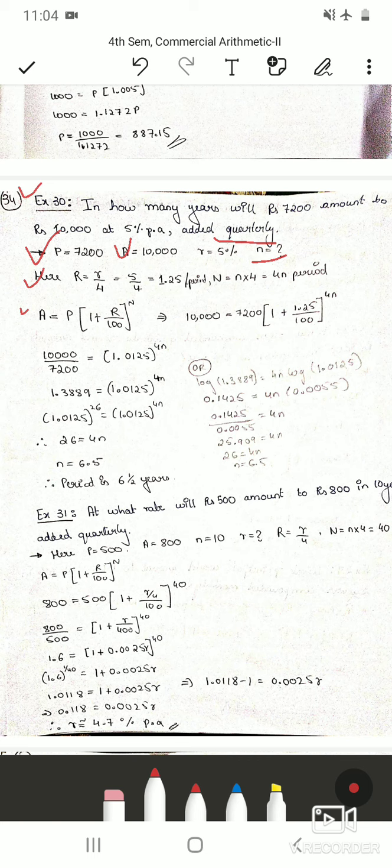So it is 10,000 equal to 7,200 into 1 plus 1.25 by 100 whole raised to 4n. So this will go to the denominator. It will be 10,000 by 7,200 equal to 1.0125 whole raised to 4n. So this is 1.3889 equal to 1.0125 whole raised to 4n.